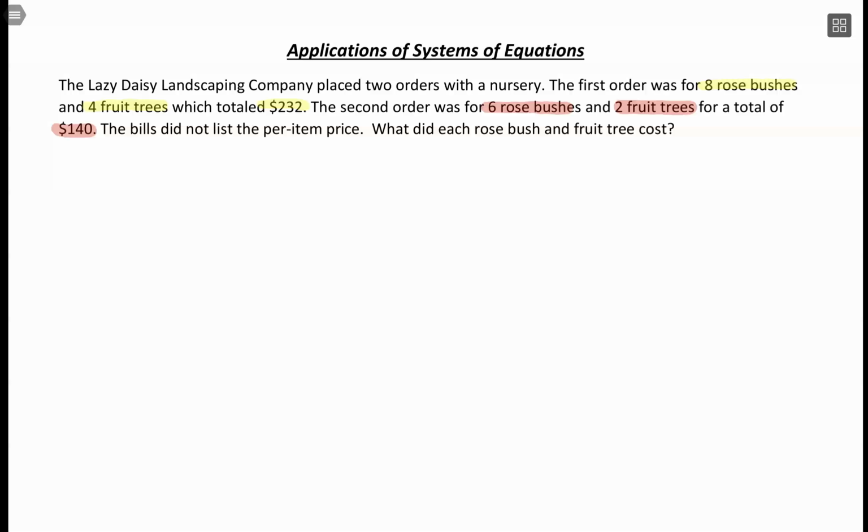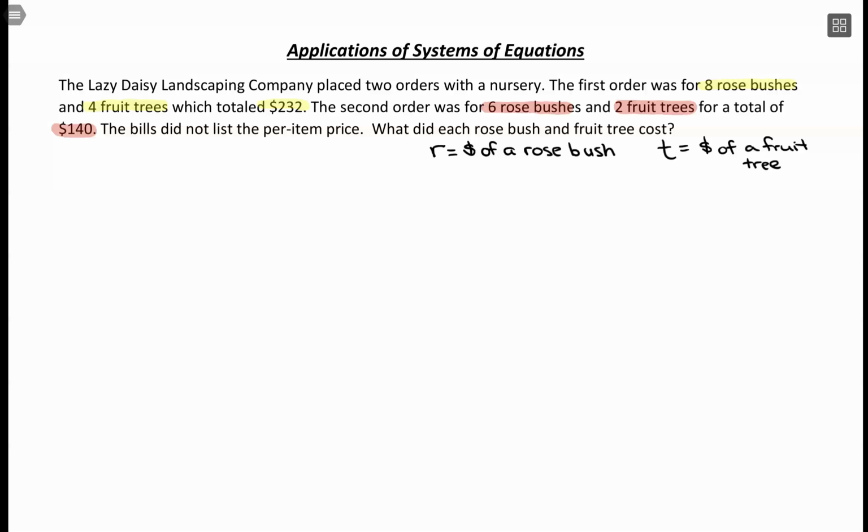In terms of choosing what your variables are, they're often going to ask you exactly what they're looking for. So with this, that last question of what did each rose bush and fruit tree cost, so I want to find a price for rose bushes, and I want to find a price for fruit trees. So let me make 2 variables here. I'll just call R for the price of a rose bush, and fruit tree, let's go ahead with T for cost of a fruit tree. So that question at the end will often give you an idea of what you want your variables to be.